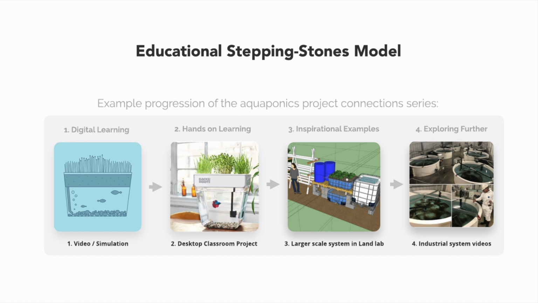Thirdly, we show students and teachers inspirational examples that our team is building at our Acorn Land Lab. We're building community-scale aquaponic systems to feed a number of families fresh, locally grown fish, along with locally grown greens and herbs. And finally, we explore further by introducing students to video content with large businesses, government projects, NGO projects, and nonprofits to be able to show students and teachers what these systems look like at a larger scale than what our team is completing at our land lab.